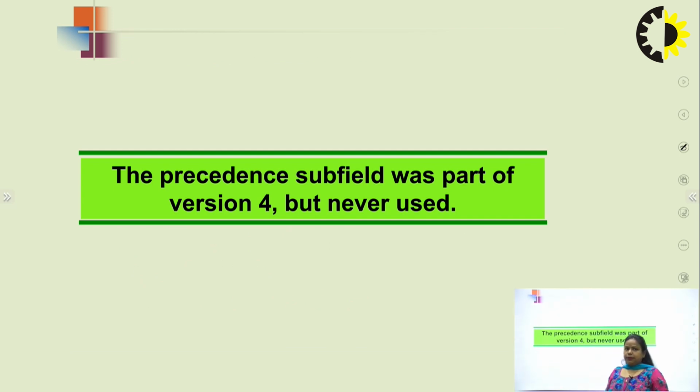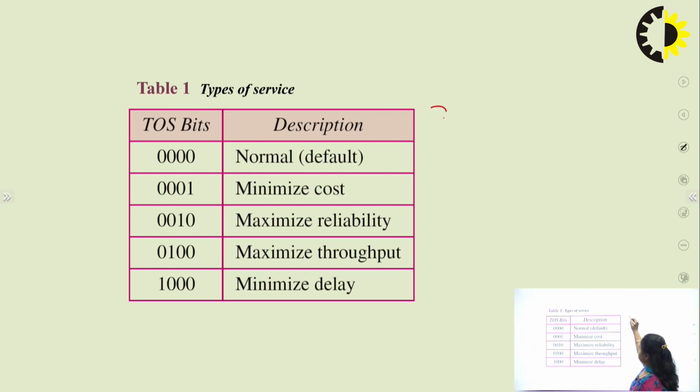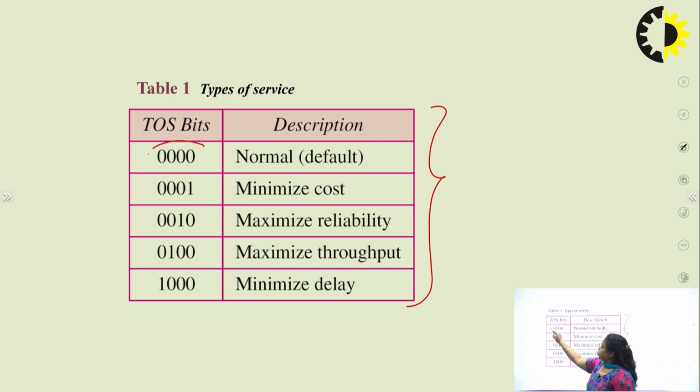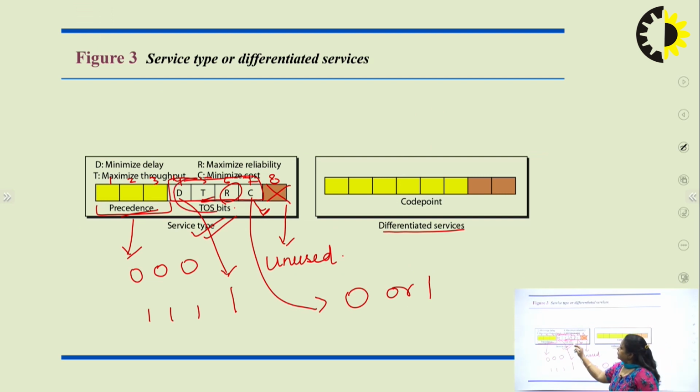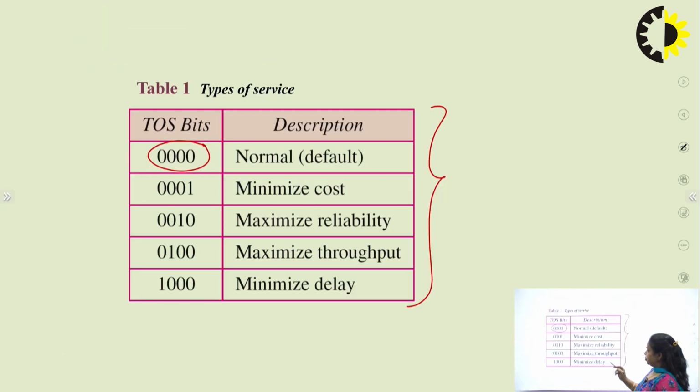So when I am talking about the precedence field, here we are talking about version 4, but the last field is never used. Now you can check these are the different types of service we have elaborated. For example, if all these 4 TOS bits are 0 0, as you can check from the diagram, it means it is a normal method. It is the default method by which we are sending the transmission of data.